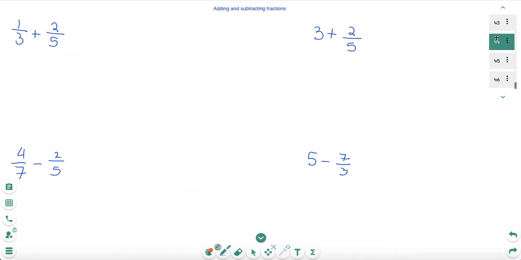All right, how do we add and subtract fractions? Well, a common thing people do when they add and subtract fractions is they just do this. They say 1 plus 2 is 3. 3 plus 5 is 8. No. Before you can add or subtract fractions, you have to find a common denominator. And that's the key.